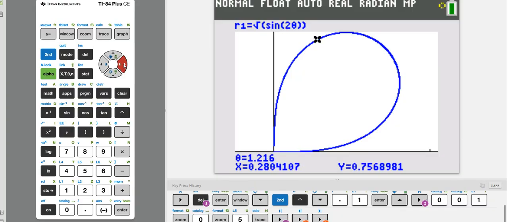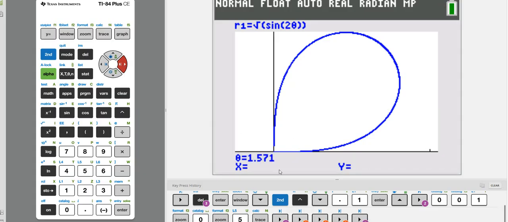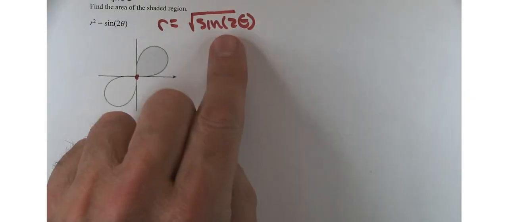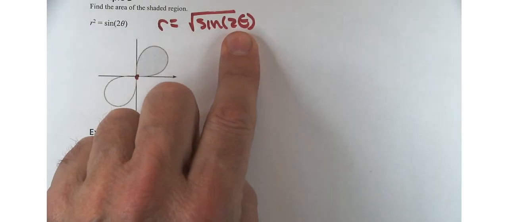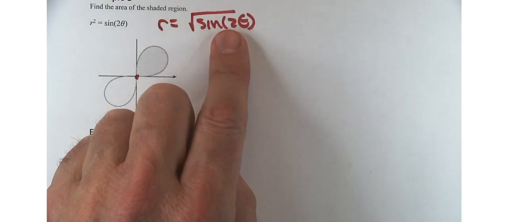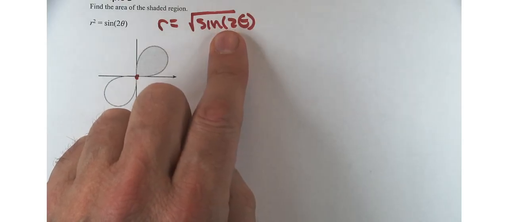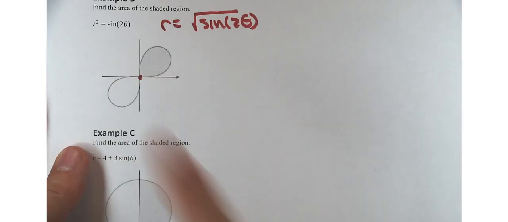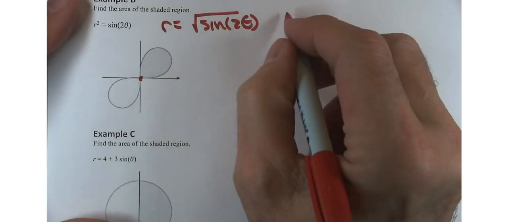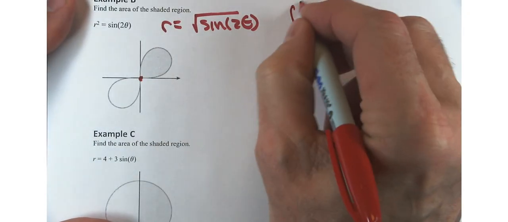So yeah, the value I'm closing in on is going to be about 1.57, which is pi over 2. And if you think about it, at pi over 2, yeah, I'm pretty close to there. At pi over 2, 2 times pi over 2 is going to be pi. What's the sine of pi? 0. Sine of pi is 0, so it's bringing you back here. So our limits of integration are 0 to pi over 2.